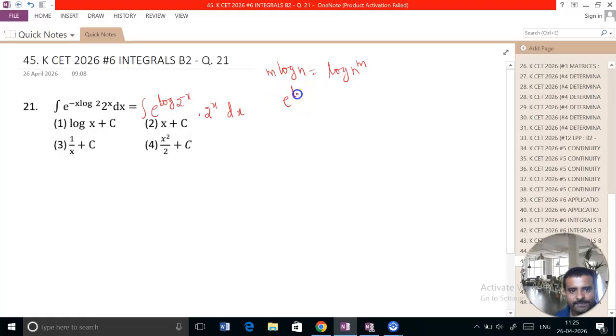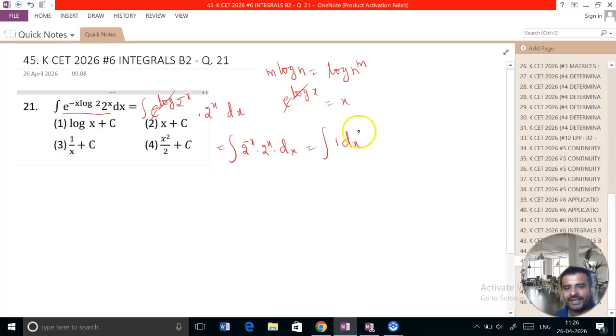Again, we know e power log x is equal to x whenever you have the base e for log. So e and log get cancelled. Similarly here also e and log get cancelled, and what we are left with is the integral of 2 power minus x into 2 power x with respect to x. Very easy: 2 power minus x into 2 power x is 1. The given function looks complicated, but if you know the simplification very well, it becomes the integral of 1 with respect to x. What is the integral of 1 with respect to x? It is x plus c.